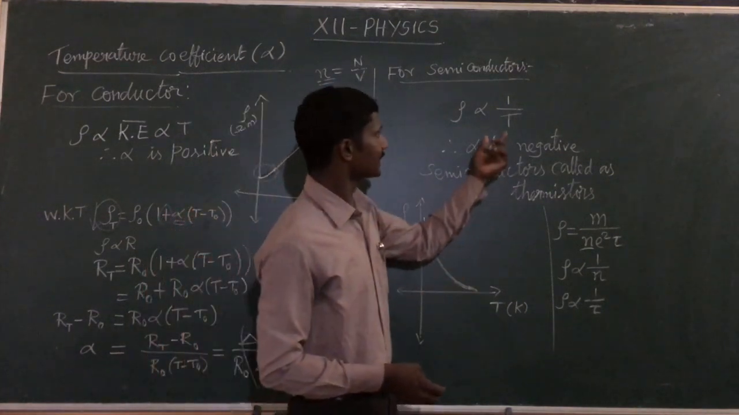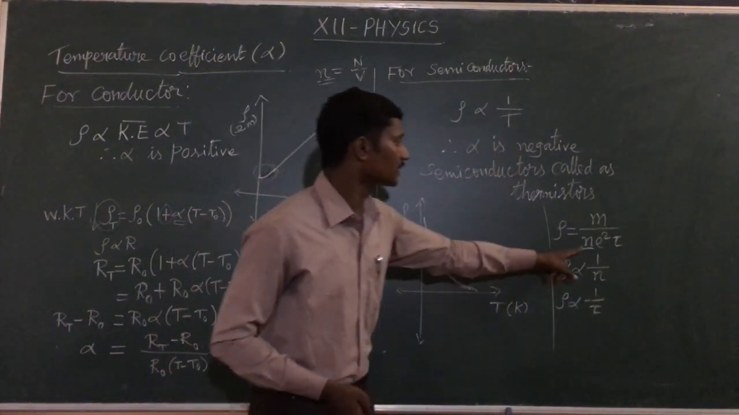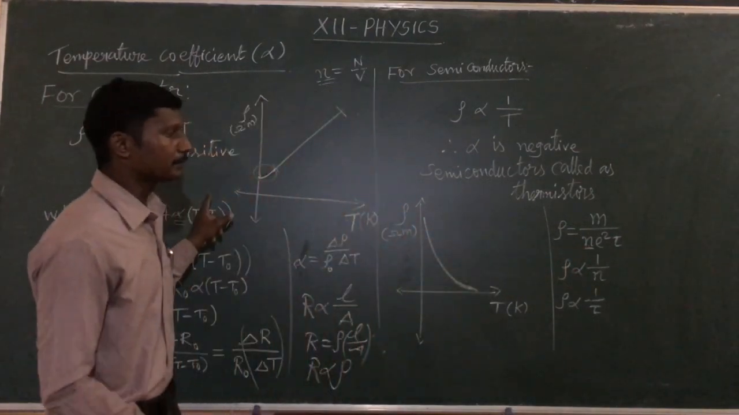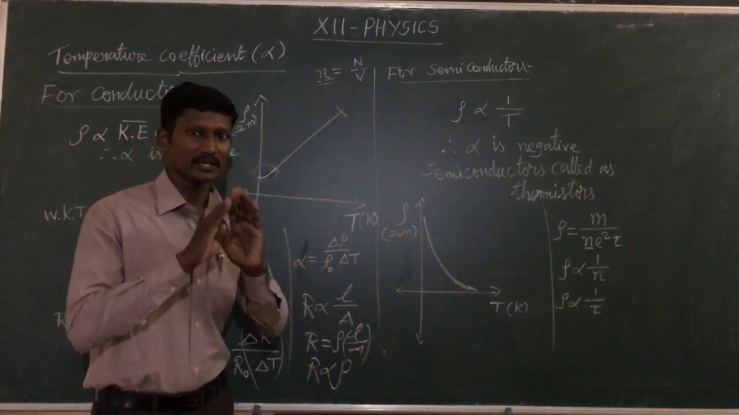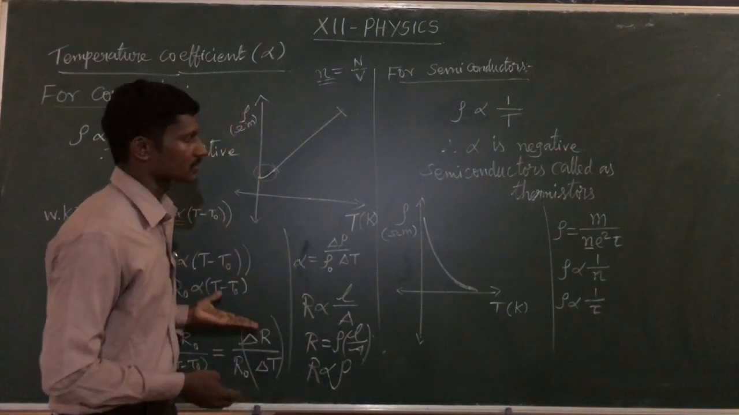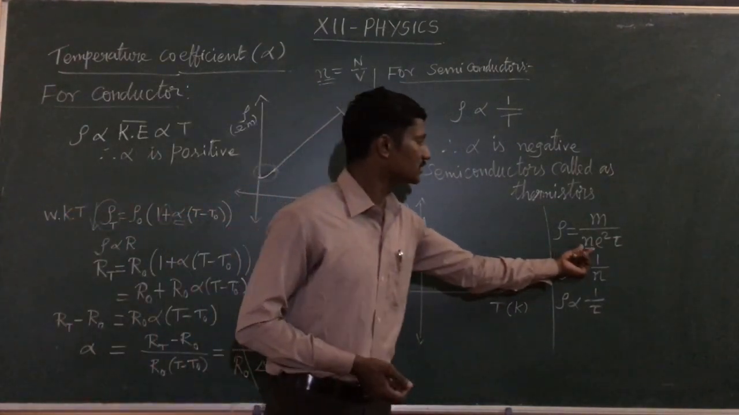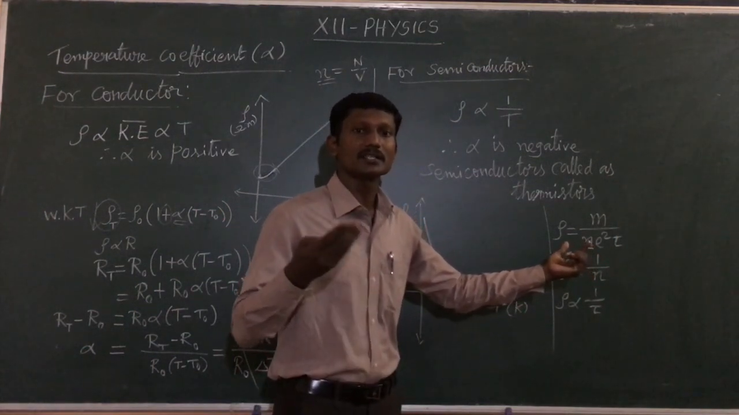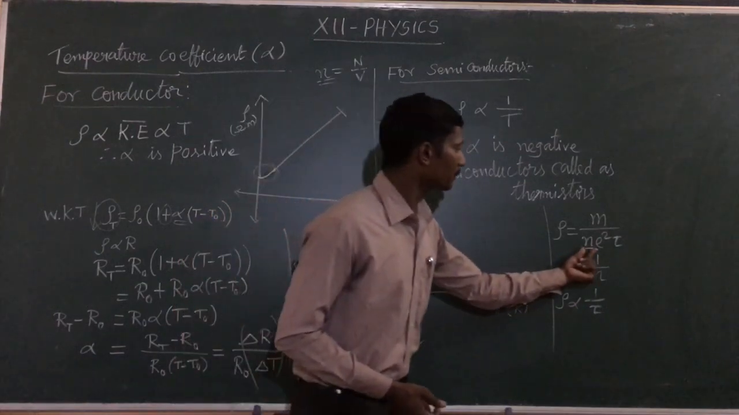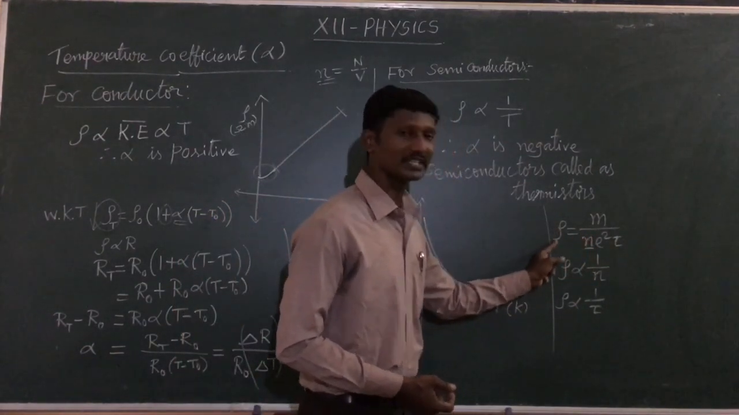If temperature increases, the number of electrons increases in a semiconductor, but in a metal, when temperature increases, n doesn't vary. So n is constant for metals or conductors, but when temperature increases, n, that is free electrons, is produced in a semiconductor. Therefore the number of electrons increases, so resistivity decreases.